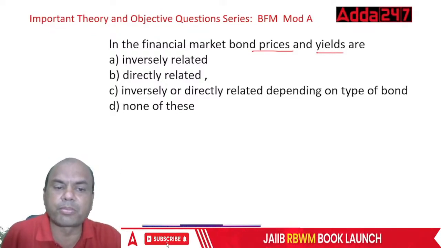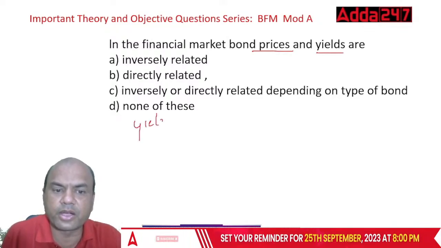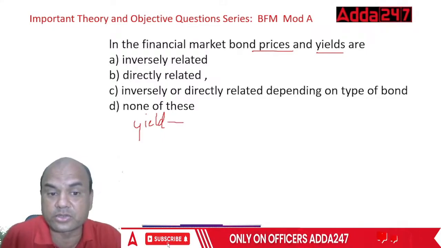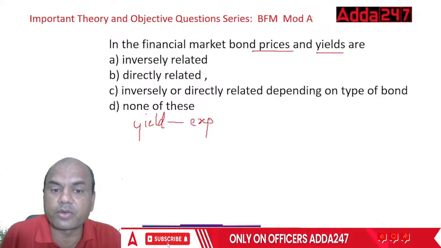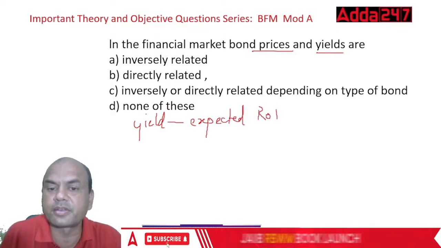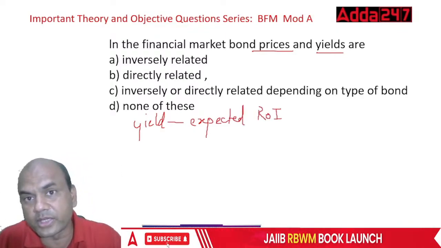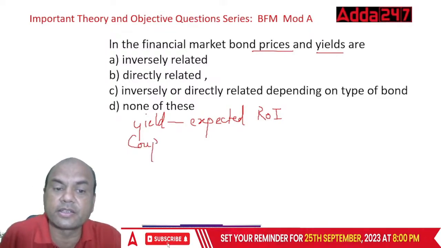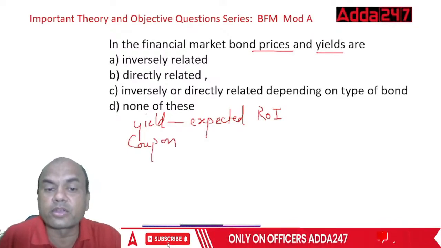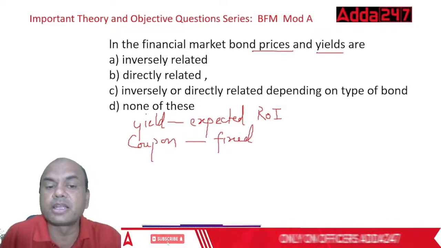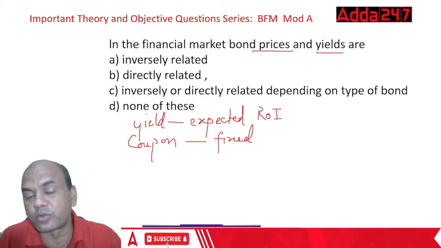Once remember, the rate of interest, yield we call it. Yield means the expected rate of interest. Here, what is yield? You need to understand that also. Expected rate of interest, expected ROI. That is yield. There are two rates always in any bond. One is coupon and the second is yield, right? So coupon is always fixed. Once it is given, it's fixed. You can't change it. But this yield goes on changing. The expected rate goes on changing.